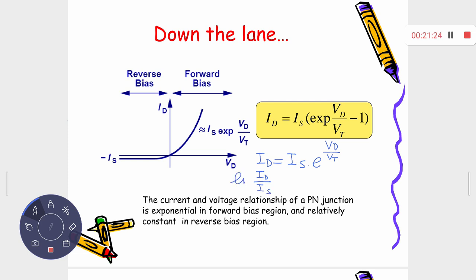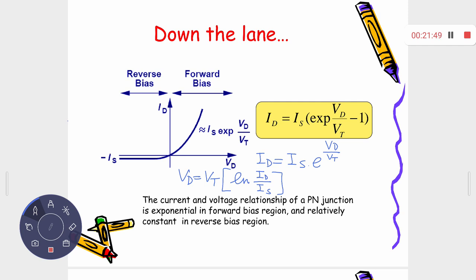I can take ln into Vt multiplied with this thermal voltage, that is equal to your Vd. So when the current is known, typically why should I write something like that? Why is the graph something like that? Because one is your independent parameter, the other one is your dependent parameter.